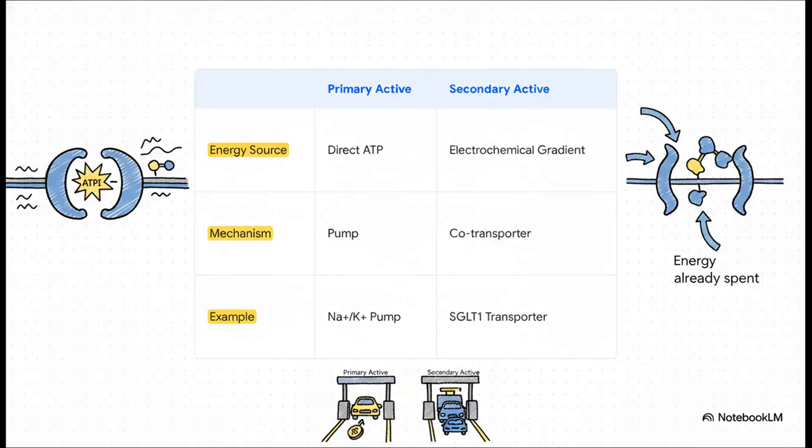Now, there are basically two ways to pay this toll. You've got primary active transport, which pays directly. It burns an ATP molecule right there on the spot to power a pump. Then you have secondary active transport, which is a bit more clever. It doesn't use ATP itself. Instead, it takes advantage of the energy that was already spent by a primary pump. It's like one molecule hitching a ride with another that's flowing back down the hill that the first pump created.